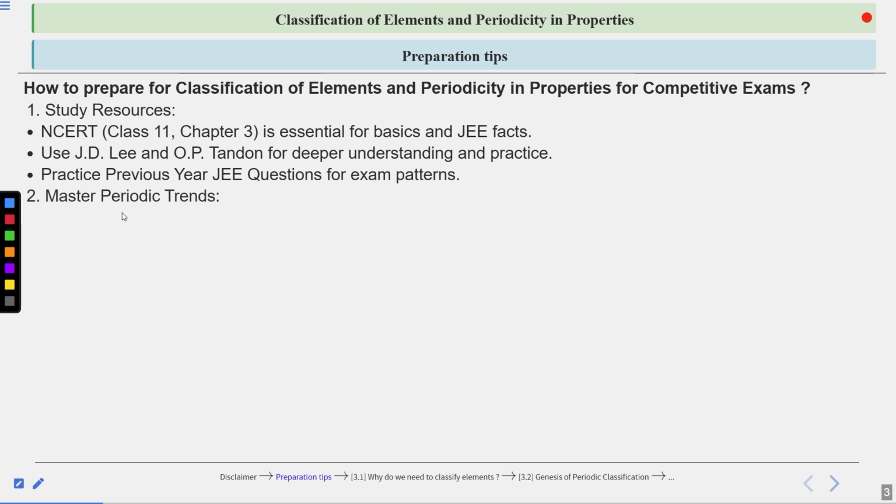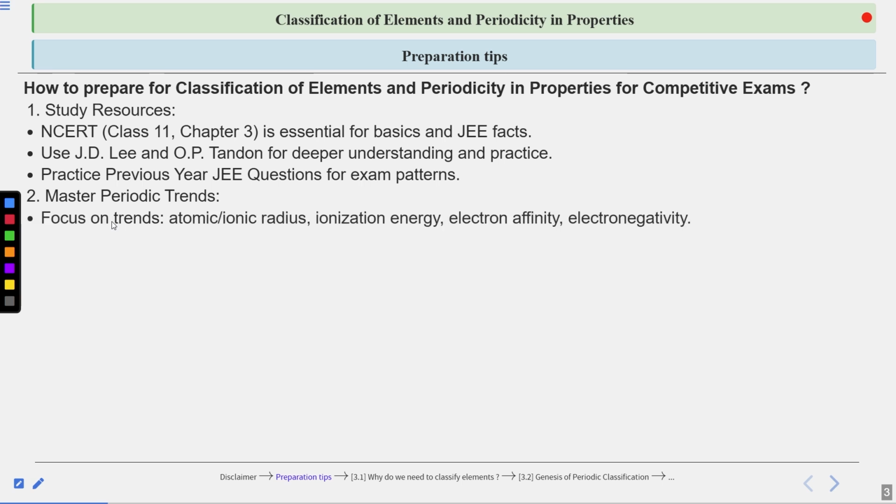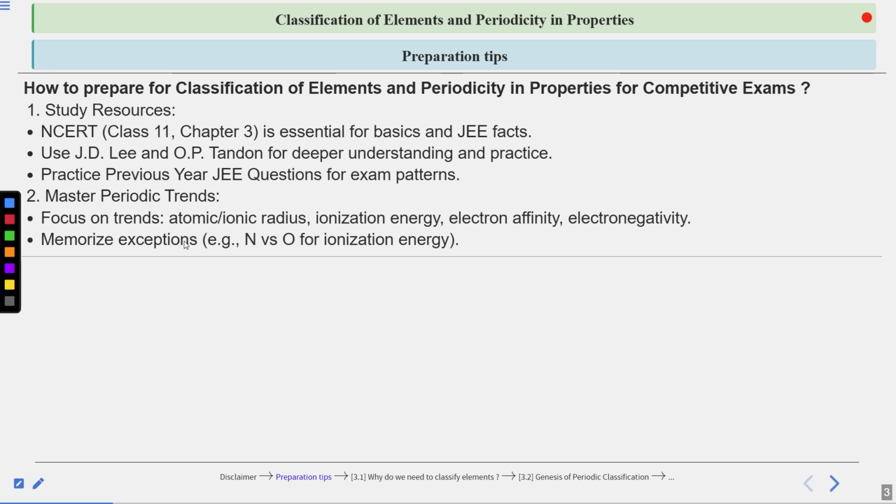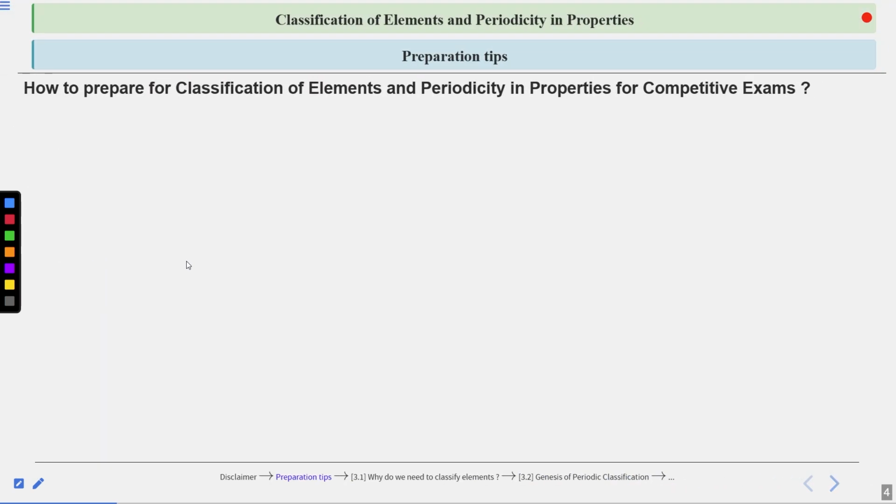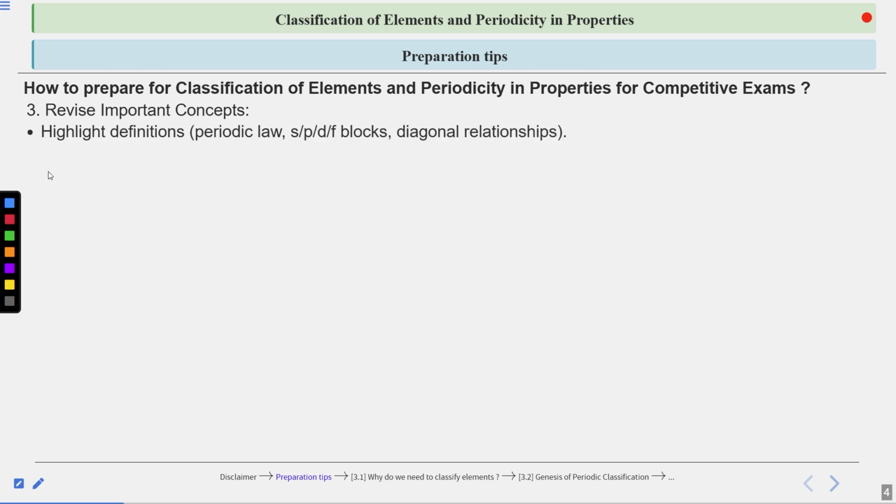Coming on to the basic topics of this chapter. First of all, we will see the periodic trends, including atomic radius, ionization enthalpy, electron affinity, electronegativity. Then our focus would be on the exceptions. The third point would be revising the important concepts, which includes highlighting the periodic law. We'll see it in the coming slides.